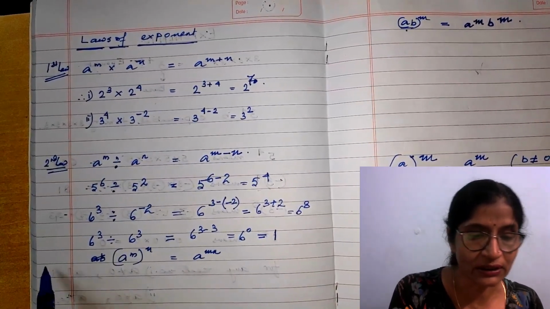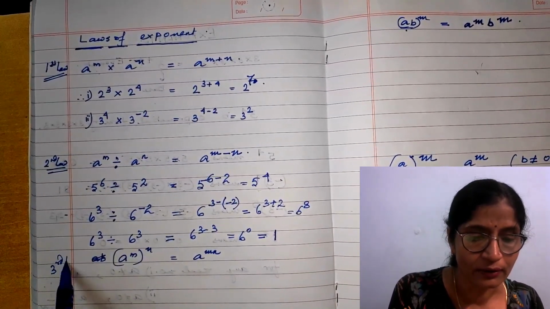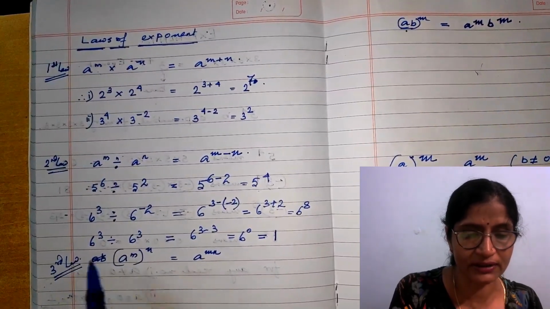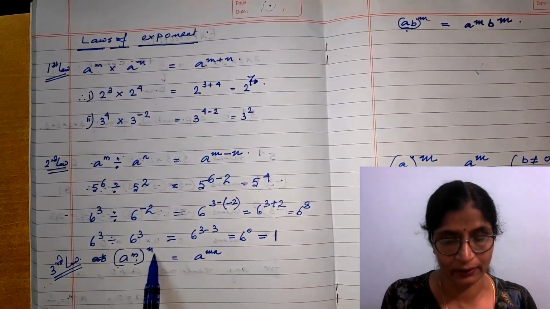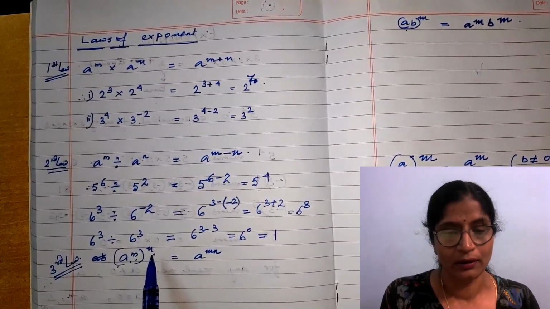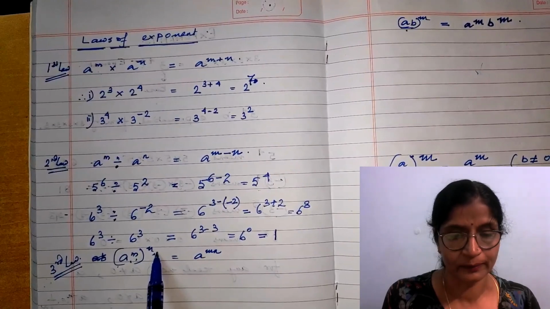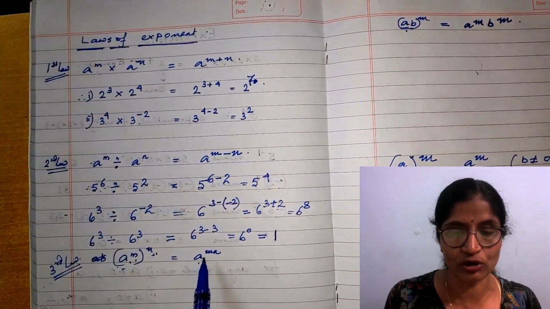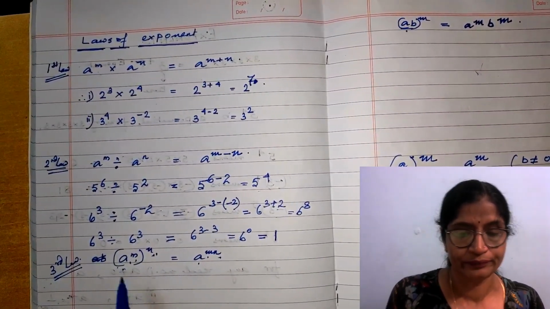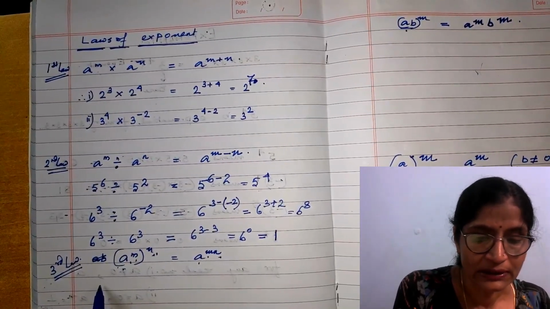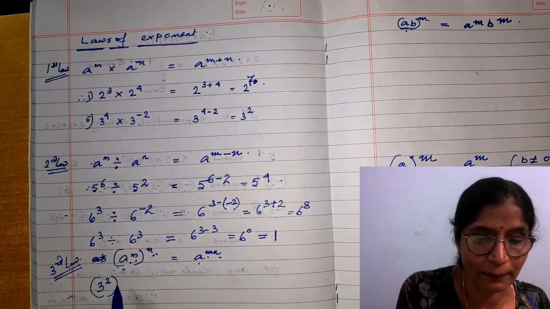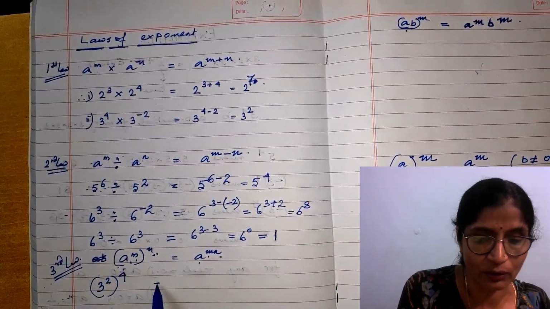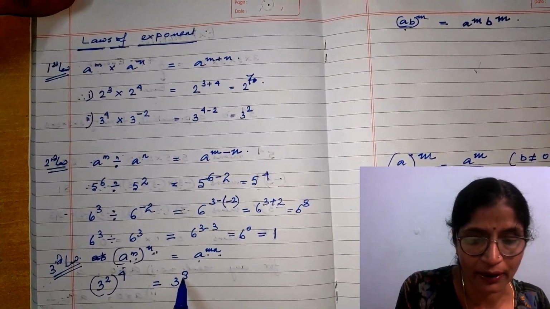Now next, the third law is that a to the power m, to the power n, that is, a power of a power. So it is equal to a to the power mn. For example, suppose I say to you 3 to the power 2, to the power 4, then it is equal to 3 to the power 8.